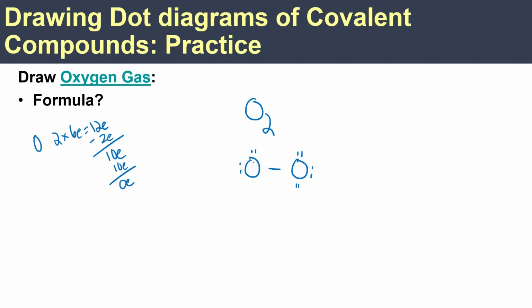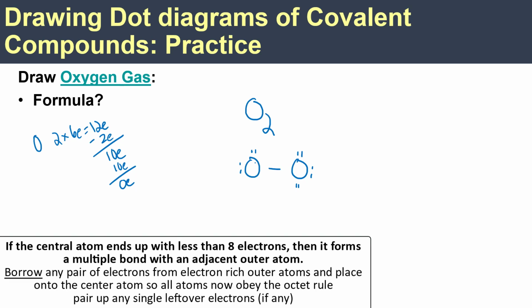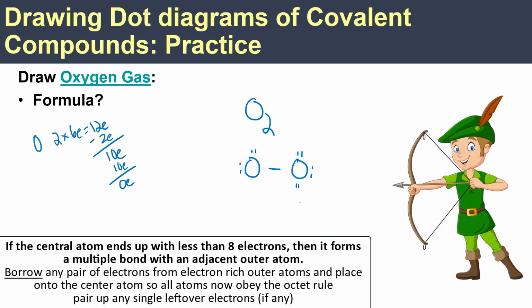So this is where rule number 5 comes in. It says, if the central atom, or any atom in this case, winds up with less than 8 electrons, we are going to form a multiple bond, and we are going to do so by borrowing the electrons from the rich and giving them to the poor, which is what I would like to affectionately term the Robin Hood rule. So who is electron rich? Well, clearly it is the oxygen on the right, where you can see there are 3 lone pairs of electrons.